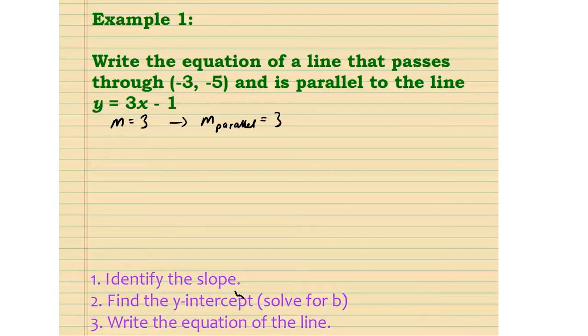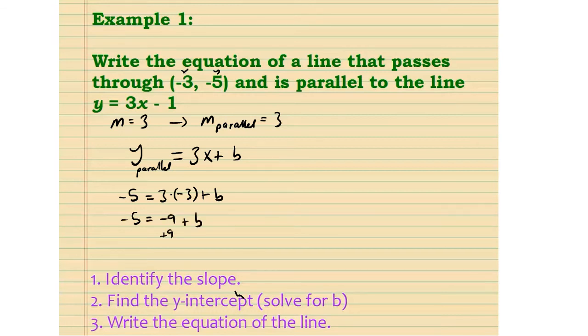Now, after finding the slope of the parallel line, we can write the equation of the parallel line, y parallel. This is not the equation we used, we are trying to find a new equation, 3x plus b. This is the equation written halfway. Now we need to find the b value by using the given point. This was our x value, this was our y value. We can put -5 for the y value: 3 times -3 plus b, and -5 is equal to -9 plus b. Add 9 to each side.